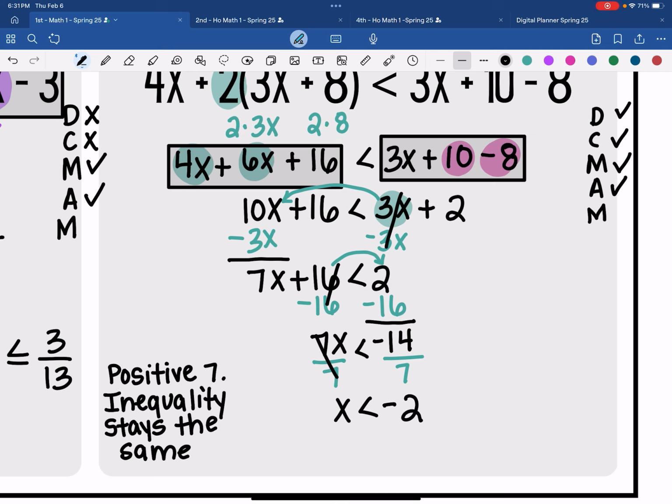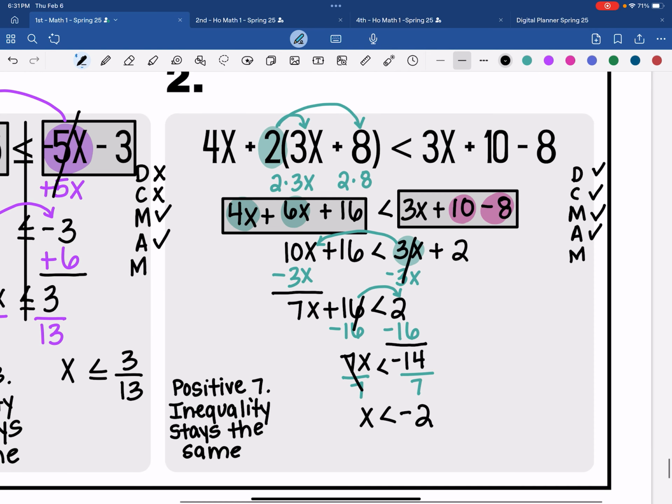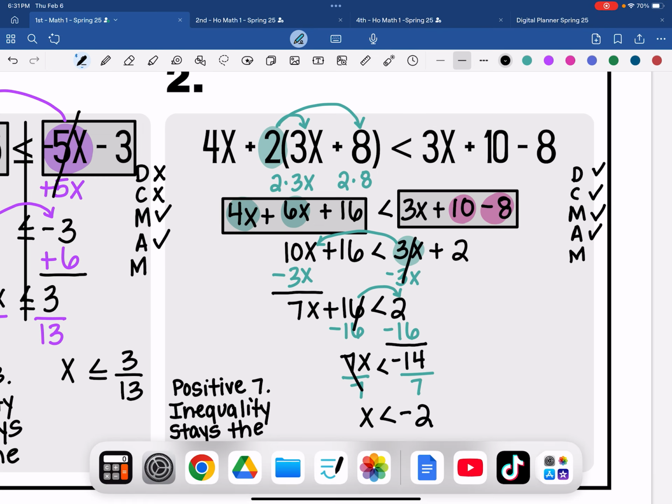And again, I can put this into Desmos exactly like it is and check. If it's less than, we should be shaded to the left. And this one should have a dashed line, and the reason it should be dashed is because there's no equal to. So I'm going to go put this in Desmos.